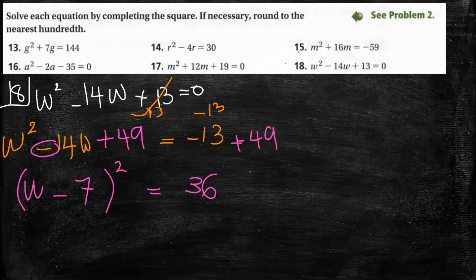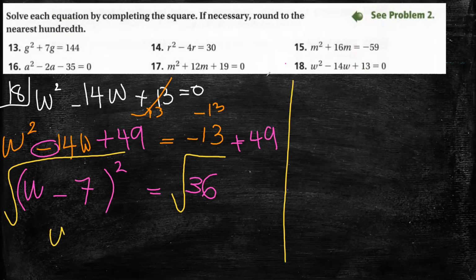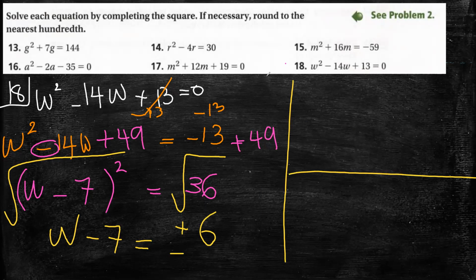Okay. How can I cancel the square now? By the square root. So I will put the square root here and square root here. So it will be now w minus 7 equal, what is the square root of 36? Positive and negative 6. So what does it mean? That means I have two solutions. One if I have 6, and the other one if I have negative 6.